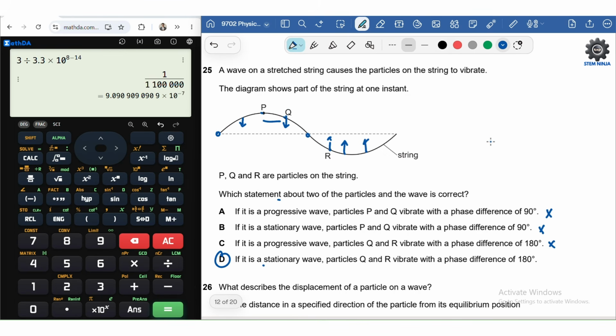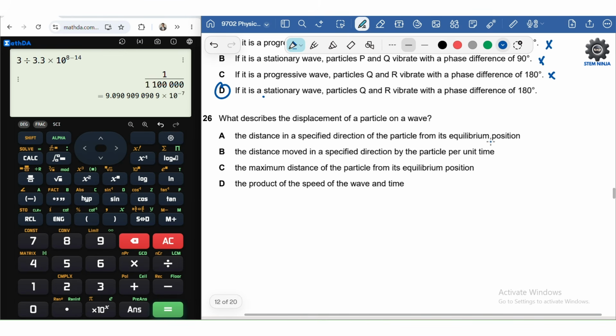What describes the displacement of a particle on the wave? Distance in a specified direction of the particle from its equilibrium position. Actually, this is the complete definition. Distance in a specified direction, because this is a displacement, from its equilibrium position. So distance and displacement are always measured from a fixed position, in this case, its equilibrium position.